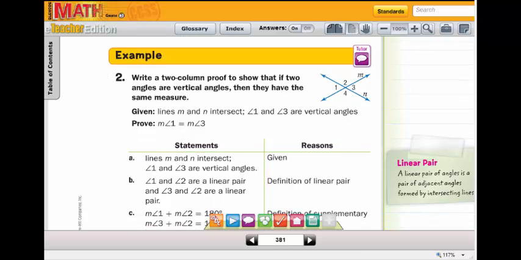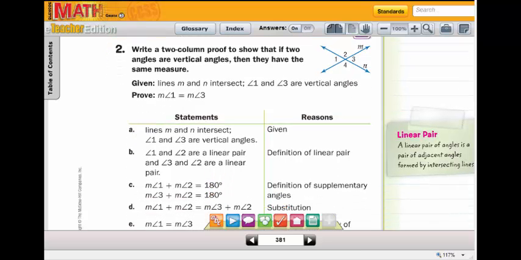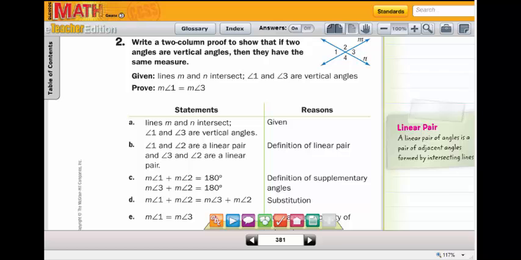So we have example 2. Write a 2-column proof to show that if 2 angles are vertical angles, then they have the same measure. Given lines M and N intersect, angle 1 and 3 are vertical angles. So we've got 1 and 3 being vertical angles. Prove that angle 1 equals angle 3.